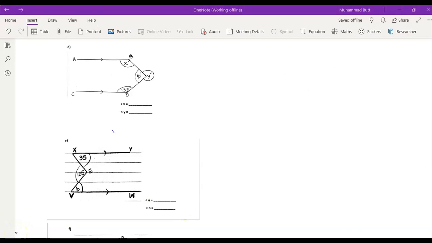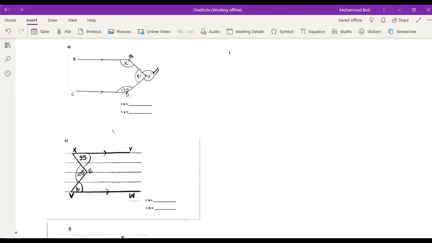Now we'll do part D of question number 2. Two lines are parallel to each other, AB and CD, and there are three interior angles, x, 95 and 135, and y is the reflex angle of 95 degrees. First of all, we'll find out angle Y.